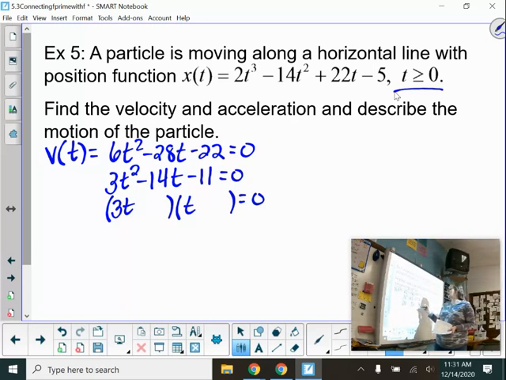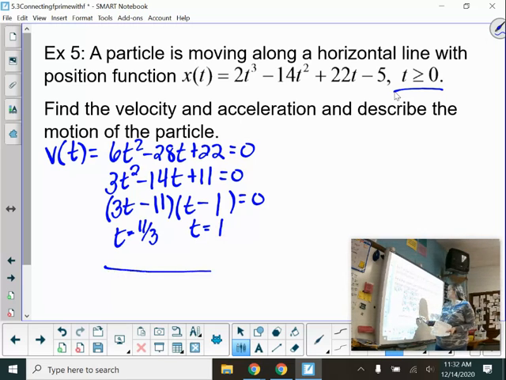3t and t, I'm trying to make 14, so I want the 11 here. I think I messed up a sign. Yes, I did. 22, this is positive. Okay. So those are both negative, and that's going to be 1. Negative 11 minus 3 is negative 14. So we get 11 thirds and 1 as our two values here.